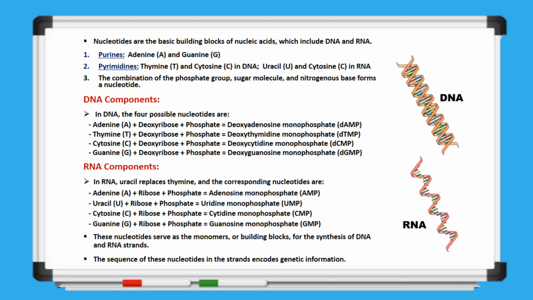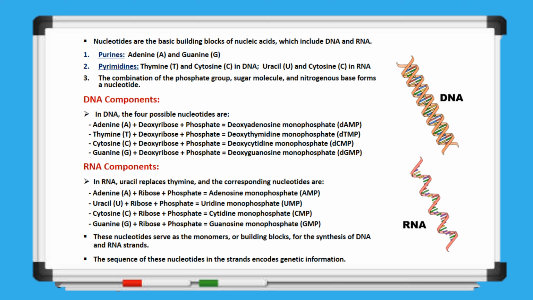And now moving to RNA, which uses ribose instead of deoxyribose as its sugar. In RNA, thymine is replaced by uracil. So the nucleotides in RNA are adenine, with ribose and phosphate, forms adenosine monophosphate. Uracil, with ribose and phosphate, becomes uridine monophosphate. Cytosine, with ribose and phosphate, forms cytidine monophosphate. And guanine, with ribose and phosphate, gives us guanosine monophosphate.